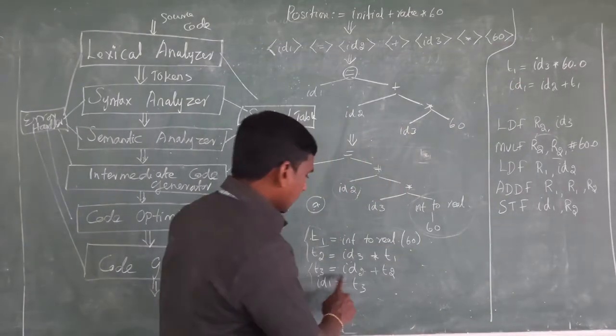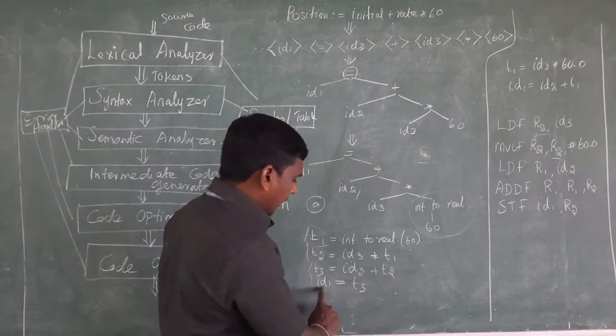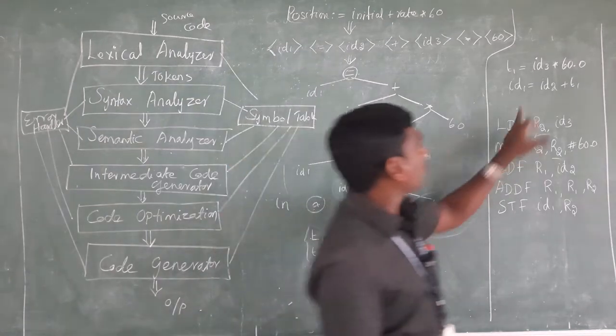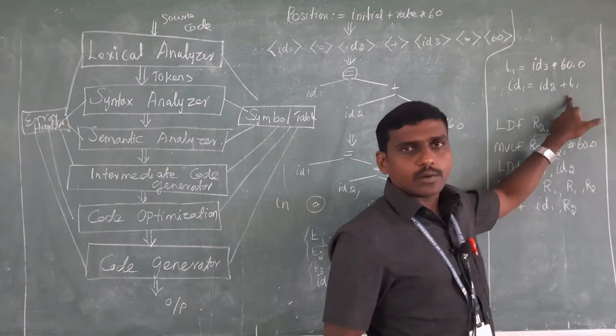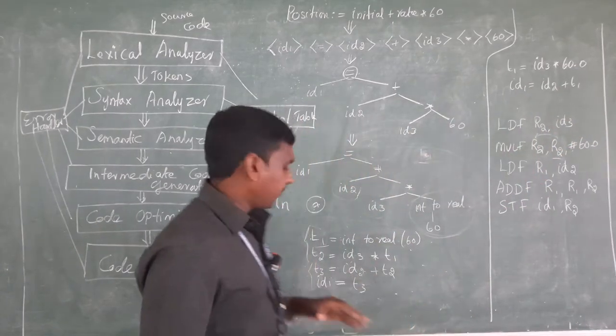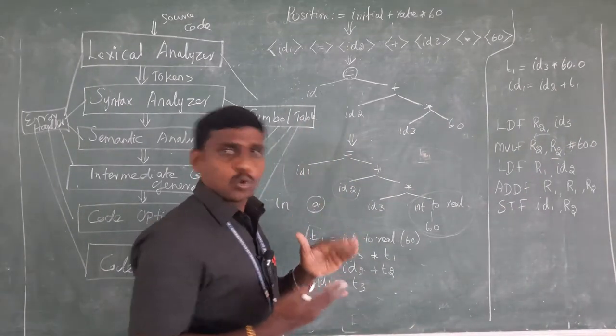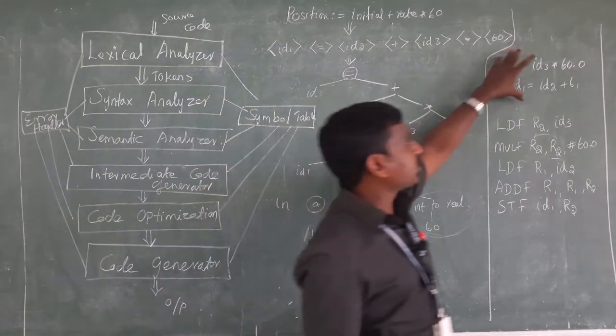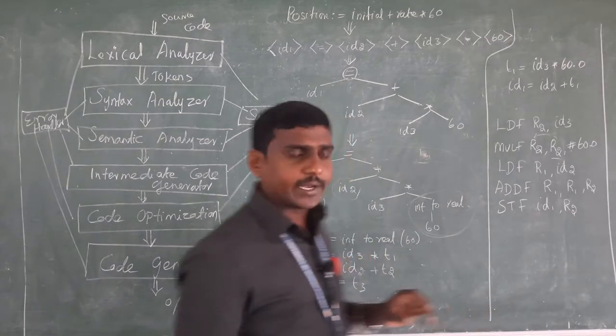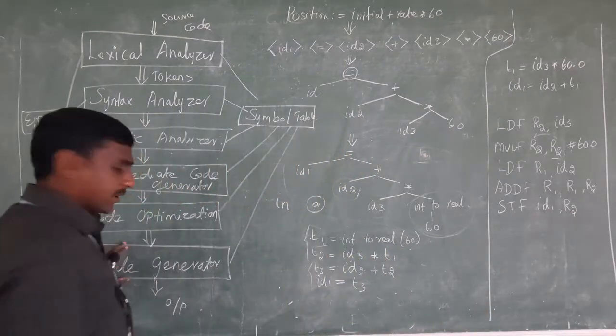Similarly, ID2 plus T2 and ID1 equals T3, these two lines of code I have executed as ID1 equals ID2 plus T1. So this is the code optimization phase, where we can optimize and reduce the code. Four lines of code I have reduced into two lines of code. So the next phase is the code generator.